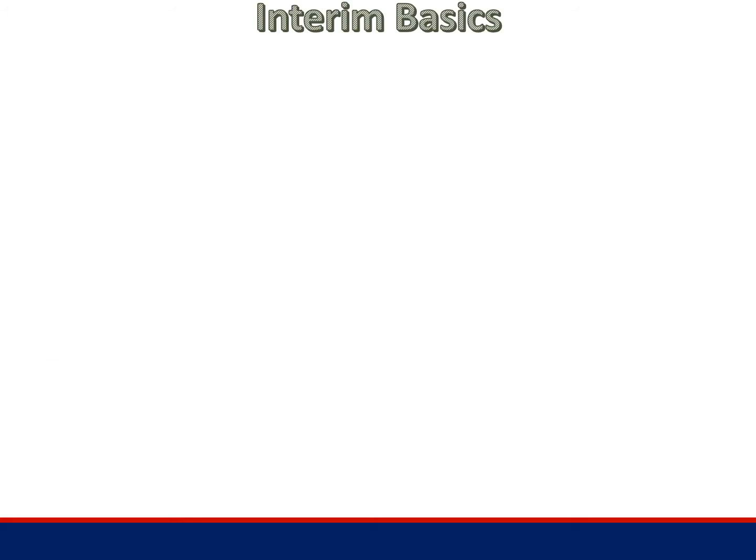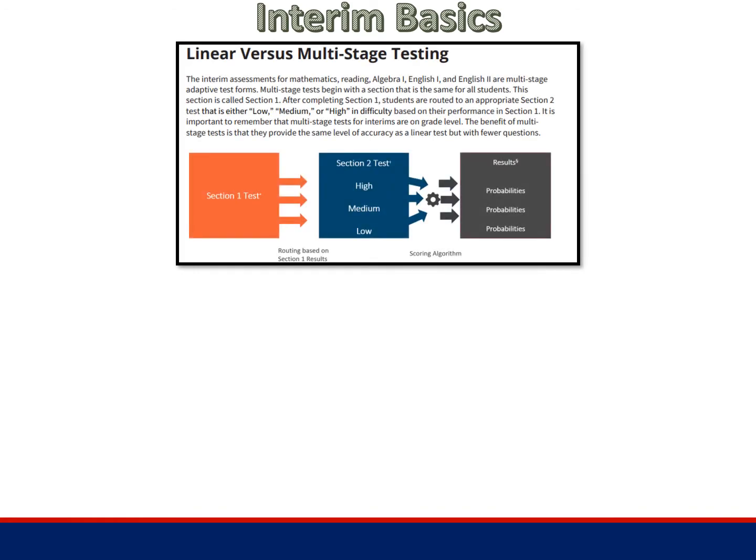Before reviewing the results, let's take a quick look at the basics regarding the assessment. The interim assessments for mathematics, reading, Algebra 1, English 1, and English 2 are multi-stage adaptive test forms. Multi-stage tests begin with a section that is the same for all students. This section is called Section 1. After completing Section 1, students are routed to an appropriate Section 2 test that is either low, medium, or high in difficulty based on their performance in Section 1.